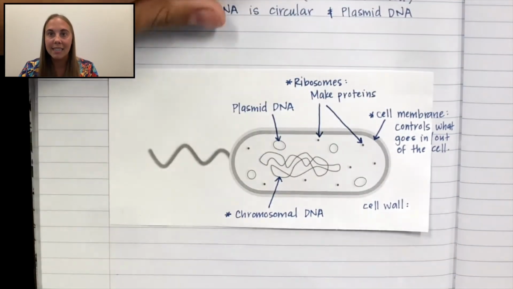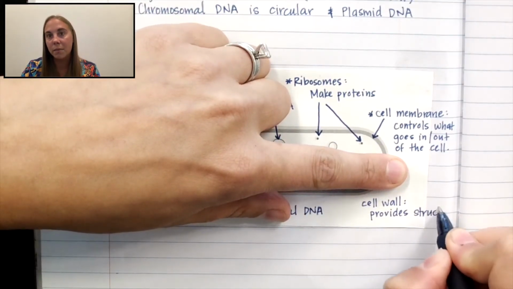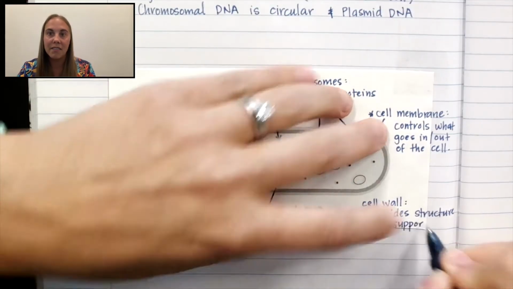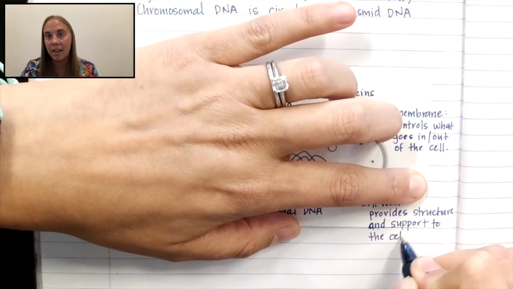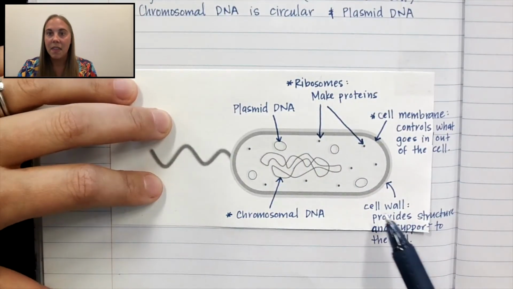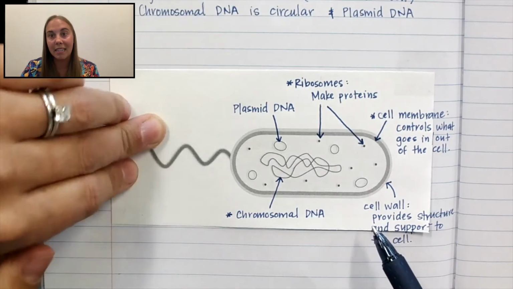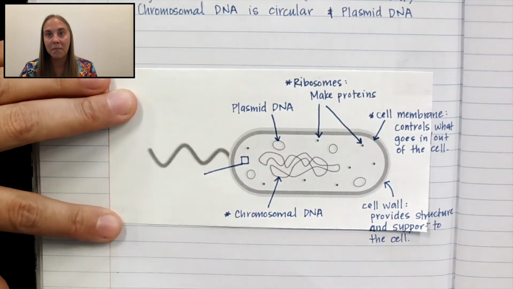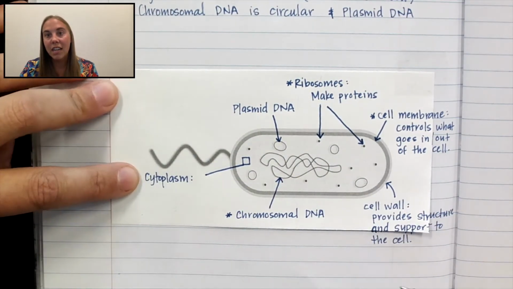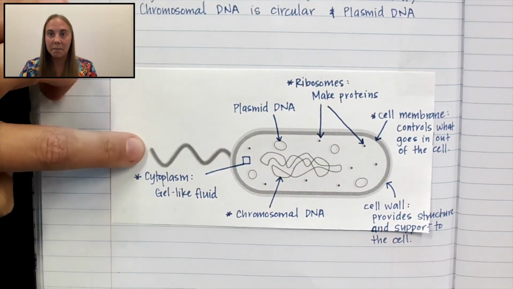Surrounding the cell membrane is the cell wall. The cell wall is going to provide structure and support to the cell. In bacteria, the cell wall is made out of an amino acid and carbohydrate complex that's called peptidoglycan. And that is going to be making that support of the cell so that the cell can maintain its shape and its size. Next, we have the cytoplasm. The cytoplasm is a gel-like fluid that everything in the cell floats in.